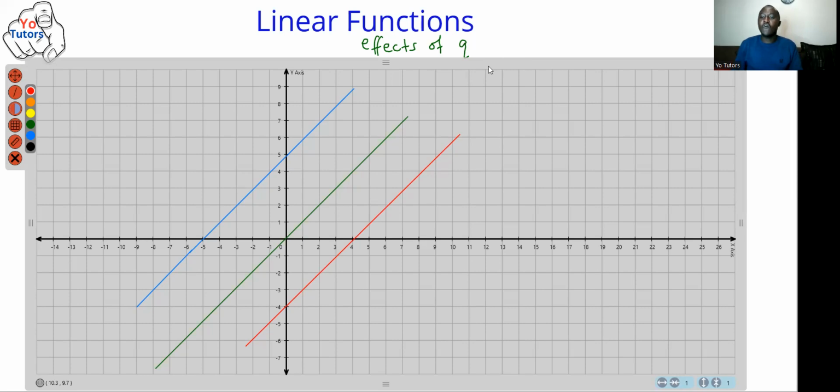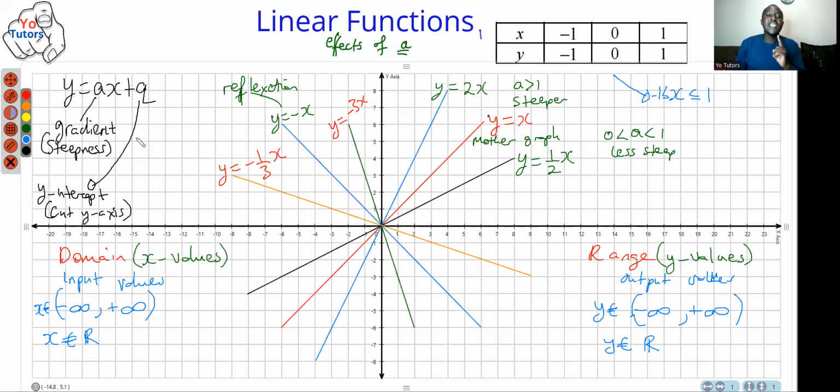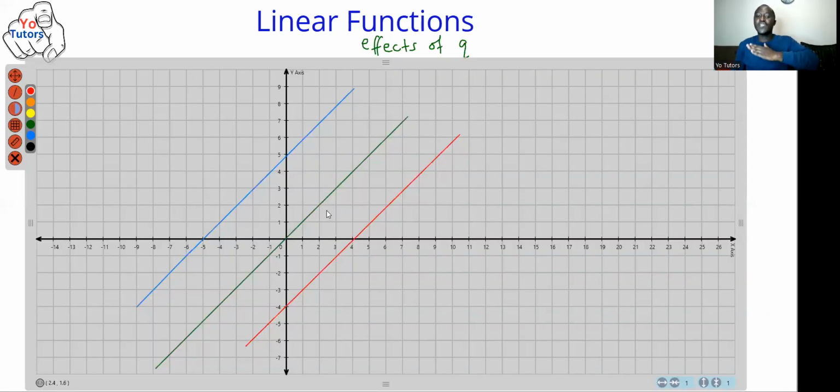Now, let's look at the effects of q. How does q affect the graphs? q is a vertical shift. We know that it's the y-intercept, but what I forgot to tell you is that it's a vertical, up and down shift. So you can either take your graph up or down. Which graph are you taking? You are taking the mother graph.